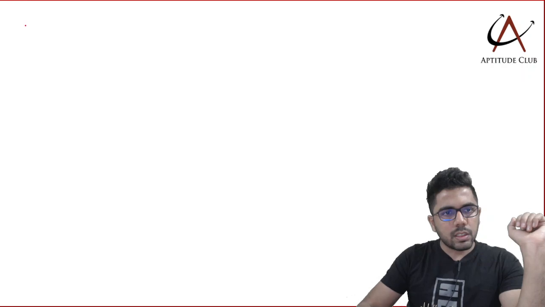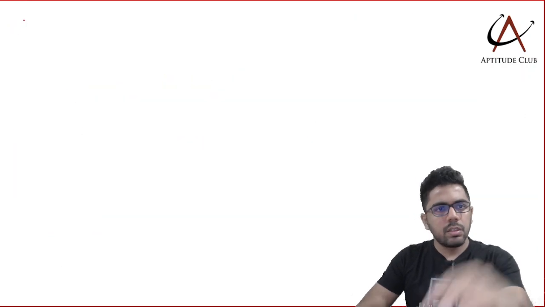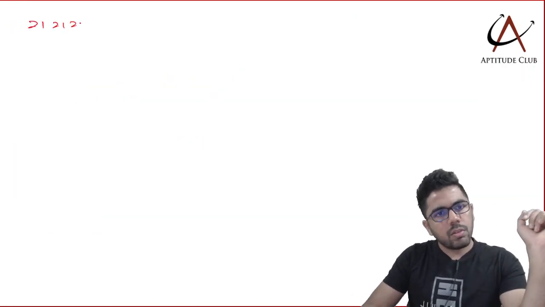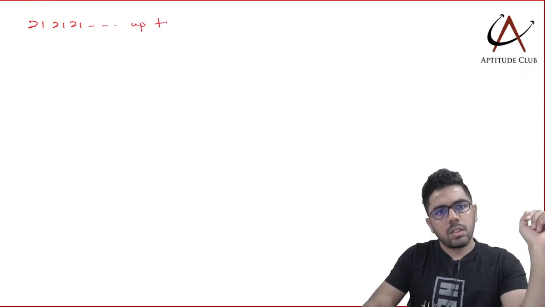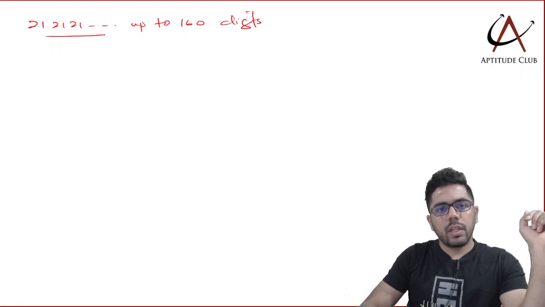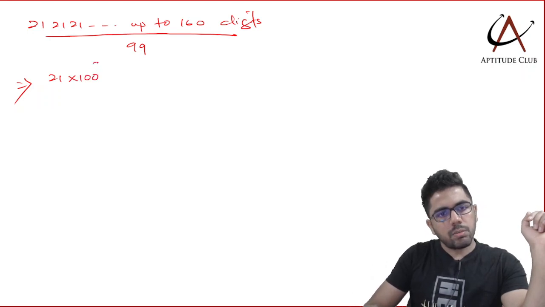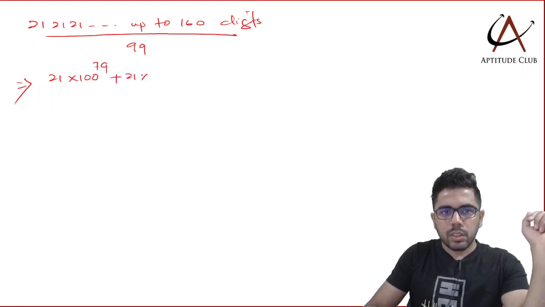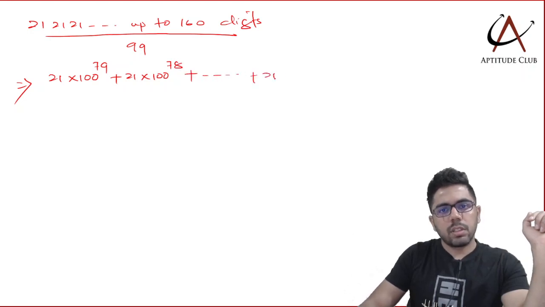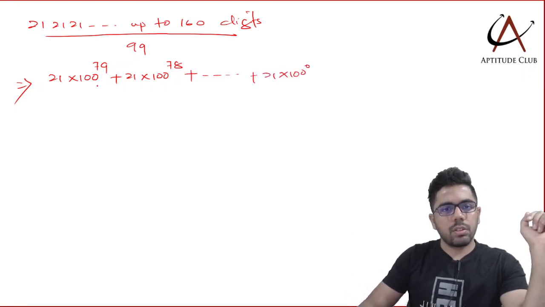Now look, I can write this in this way. 212121 up to 160 digits, when divided by 99, can be written as 21 into 100 to the power 79 plus 21 into 100 to the power 78, and like this till 21 into 100 to the power 0, divided by 99.